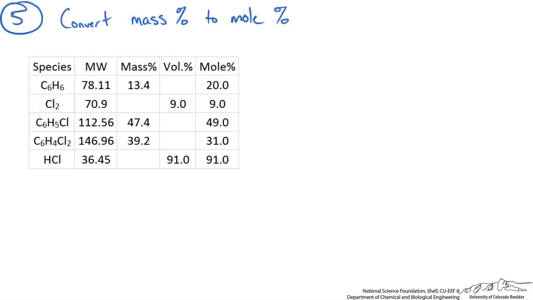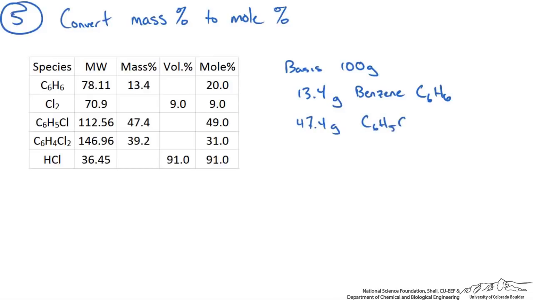We'll do this for benzene. So let's choose a basis of 100 grams, and this is for our mixture. Now we use the mass percentages of our mixture. We get 13.4 grams of benzene, C6H6. We repeat this for the rest of our mixture, and this is just the liquid mixture, so we have 47.4 grams of C6H5Cl, and the remaining, which is 39.2 grams of C6H4Cl2.